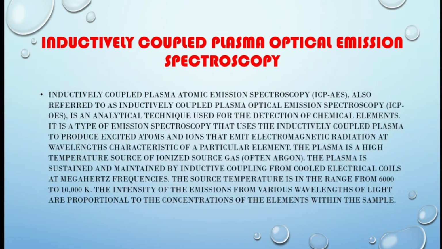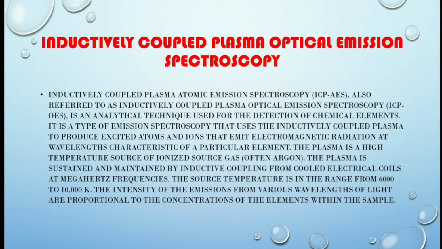Now moving forward with inductively coupled plasma optical emission spectroscopy, also called inductively coupled plasma atomic emission spectroscopy. ICPOES is an analytical technique used for the detection of chemical elements. It is a type of emission spectroscopy that uses the inductively coupled plasma to produce excited atoms and ions that emit electromagnetic radiation at wavelengths characteristic of a particular element.